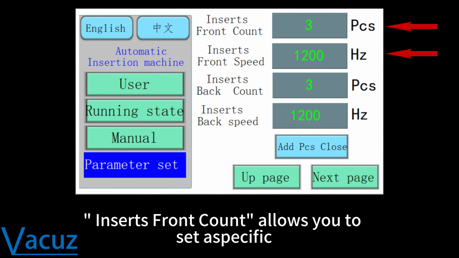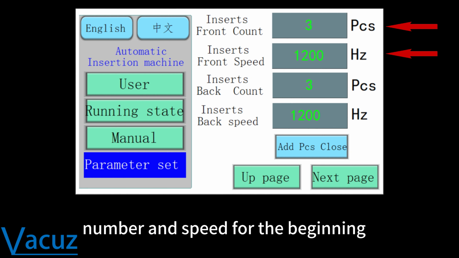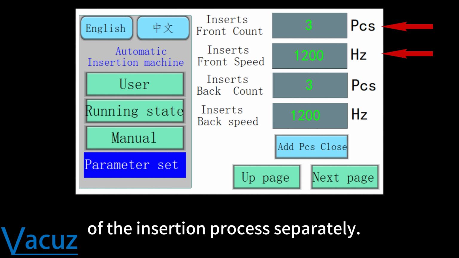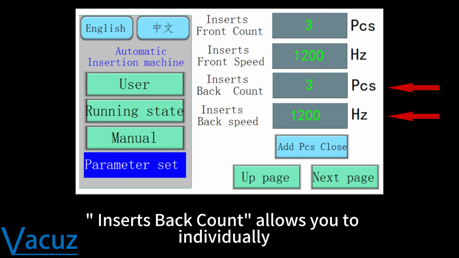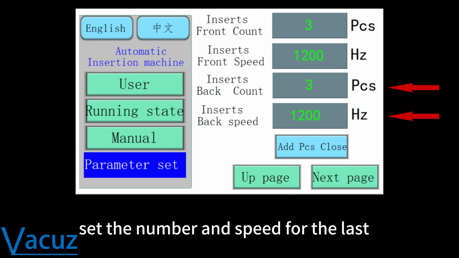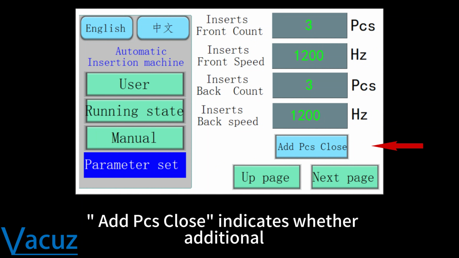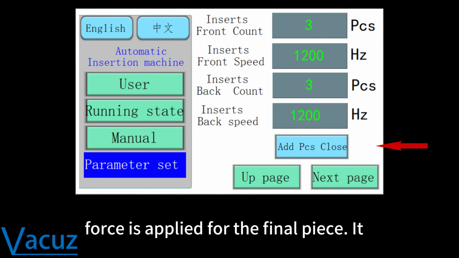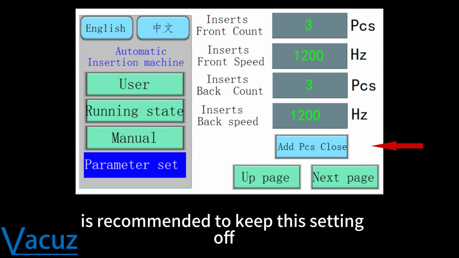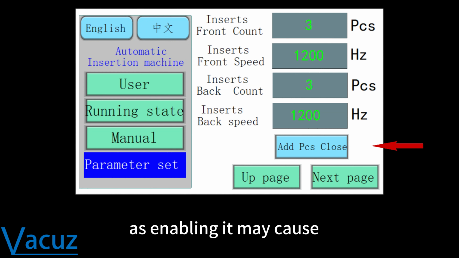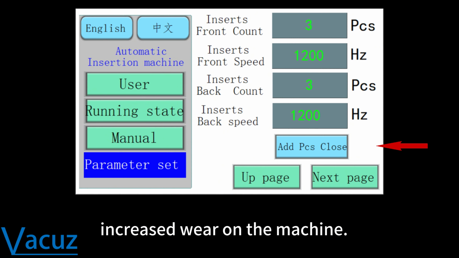Insert's front count allows you to set a specific number and speed for the beginning of the insertion process separately. Insert back count allows you to individually set the number and speed for the last few pieces in the insertion process. Add PCs close indicates whether additional force is applied for the final piece. It is recommended to keep this setting off, as enabling it may cause increased wear on the machine.